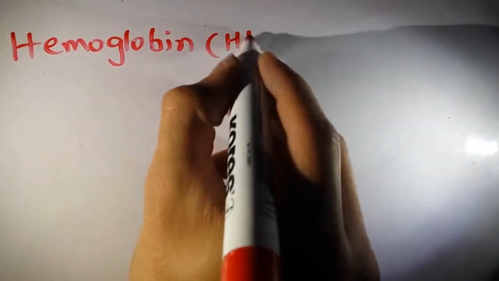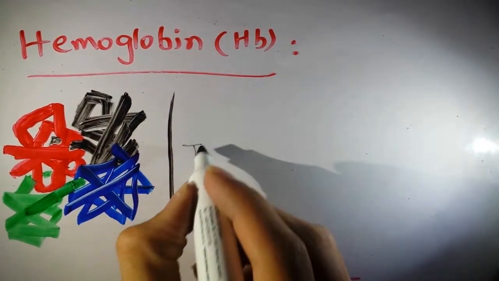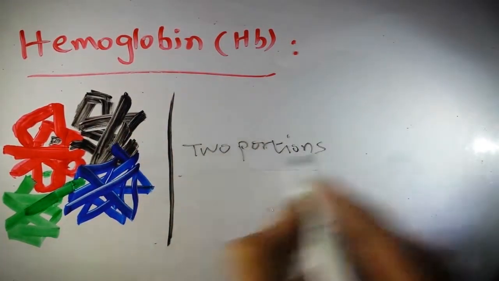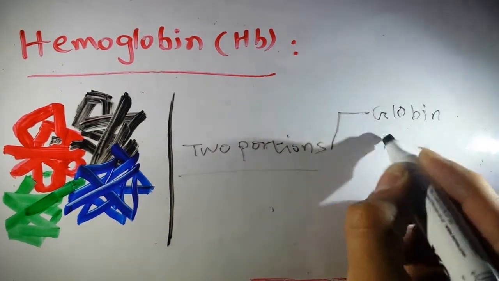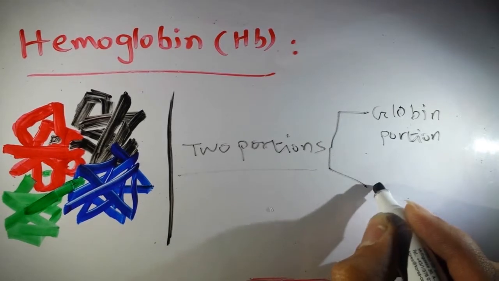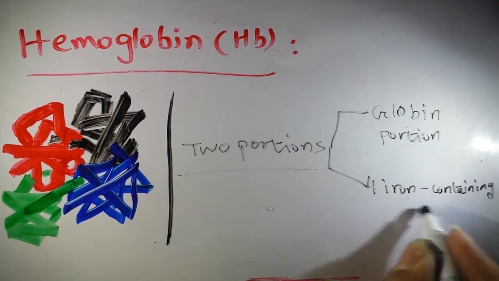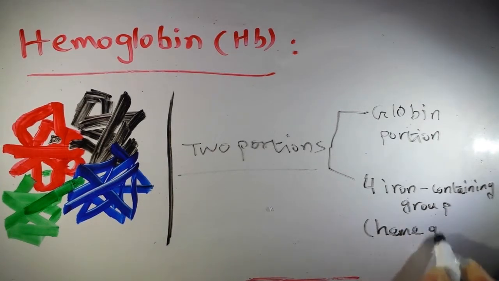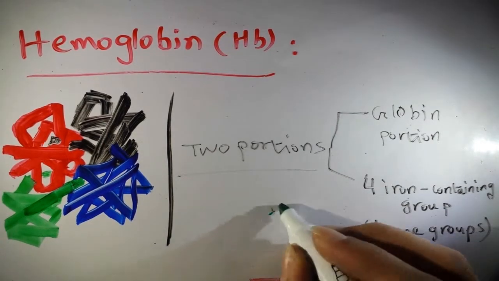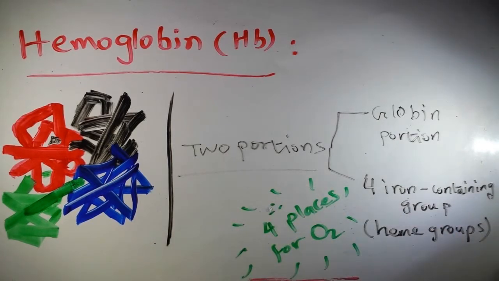Now we are going to talk about the most important component of an RBC, which is the hemoglobin. A hemoglobin molecule has two parts. The globin part first, which is a protein made up of four highly folded polypeptide chains, and four non-protein groups known as heme groups, each of which is bound to one of the polypeptides.